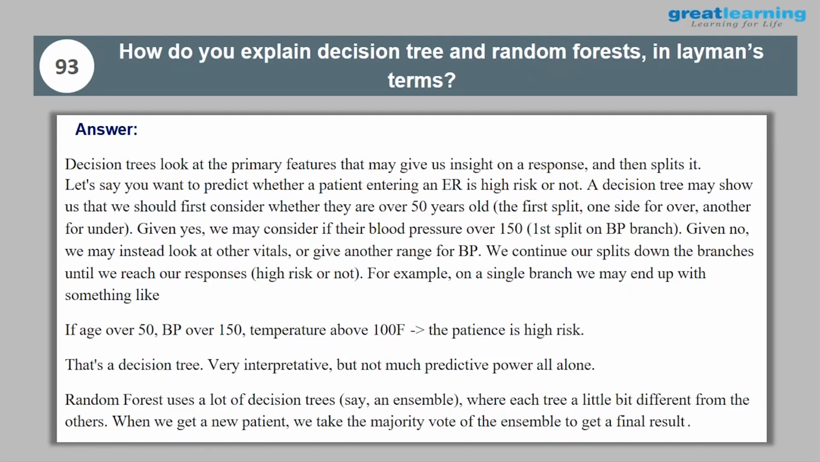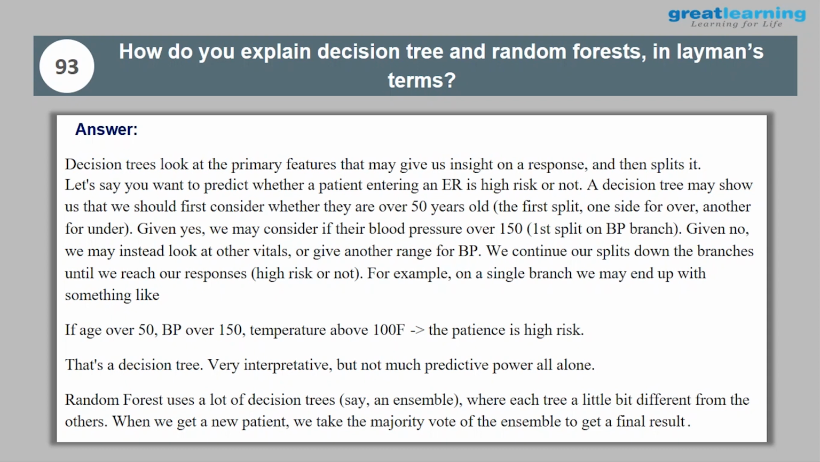Now let's have a look at how to explain decision tree and random forest in layman's terms. Decision trees look at primary features. They may give us insights on a response, then split it. Let's say you want to predict whether a patient entering an ER is high risk or not. A decision tree may show us that we should first consider whether they are over 50 years old. The first split has one side for over, another for under.